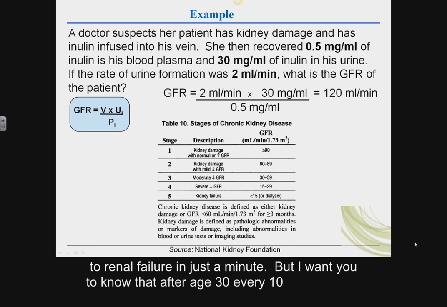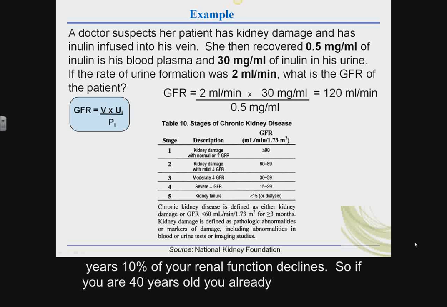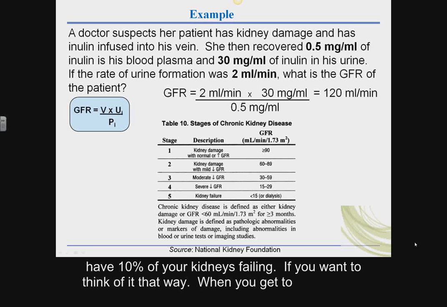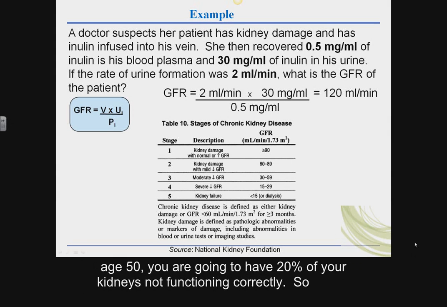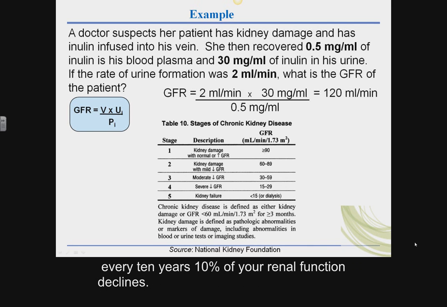But I want you to know that after age 30, every 10 years, 10% of your renal function declines. So if you are 40 years old, you already have 10% of your kidneys failing. If you want to think of it that way. When you get to age 50, then 20% of your kidneys are not functioning correctly. So every 10 years, you have 10% of your renal function declining.